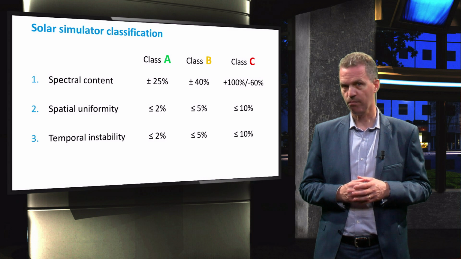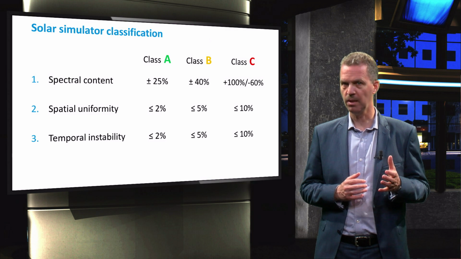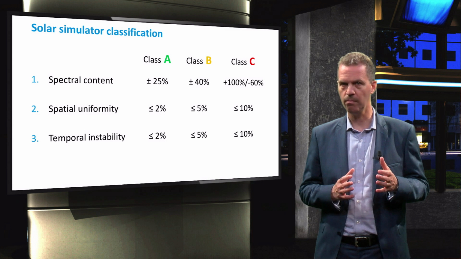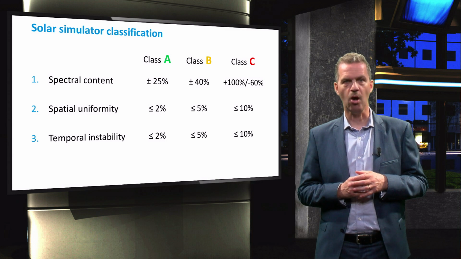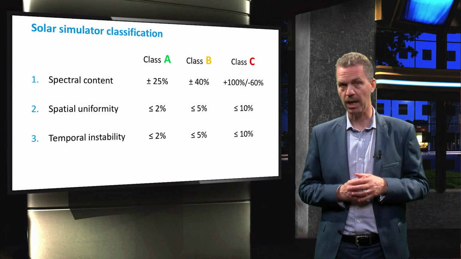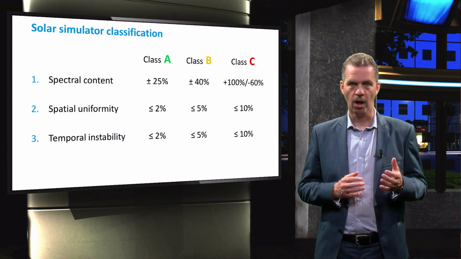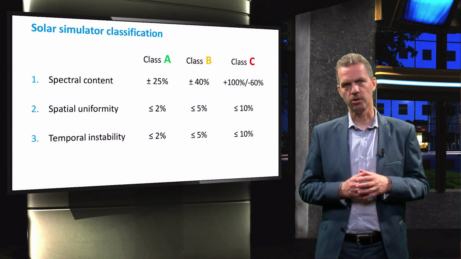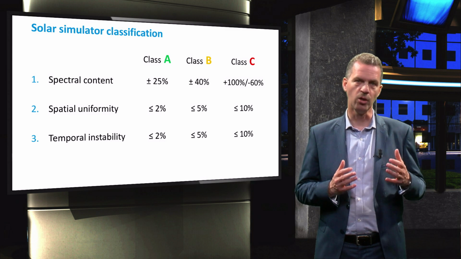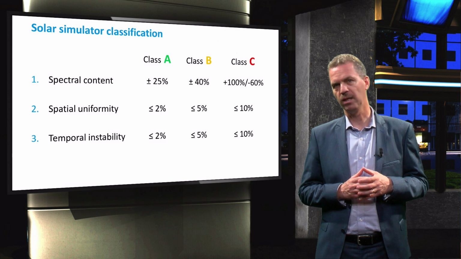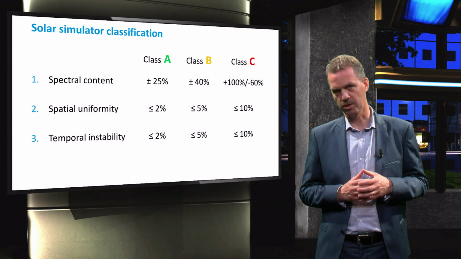Stability is examined over a period of 100 milliseconds, 1 second, 1 minute and 1 hour. This requires the light source to operate at, for instance, a stable power and temperature. A AAA class solar simulator offers the best spectral distribution, uniformity and stability for JV characterization.